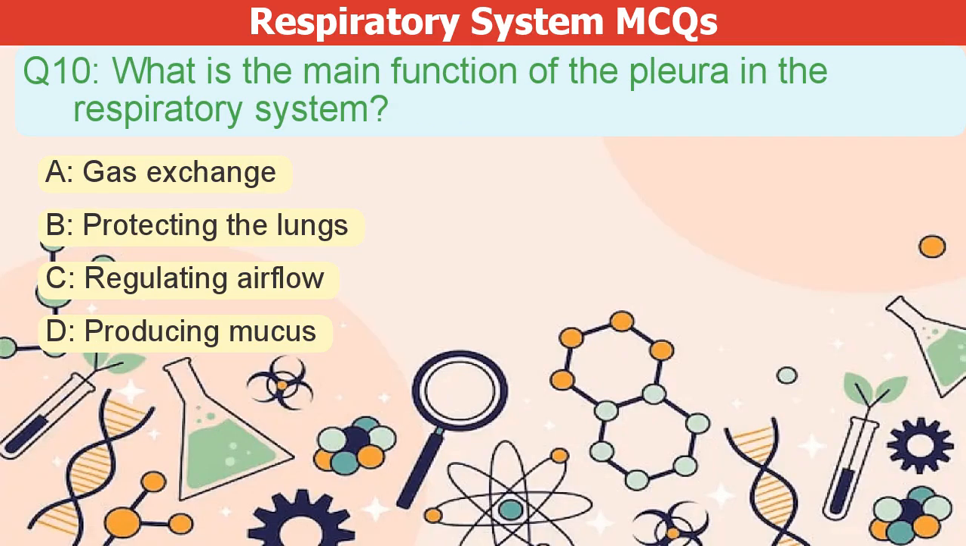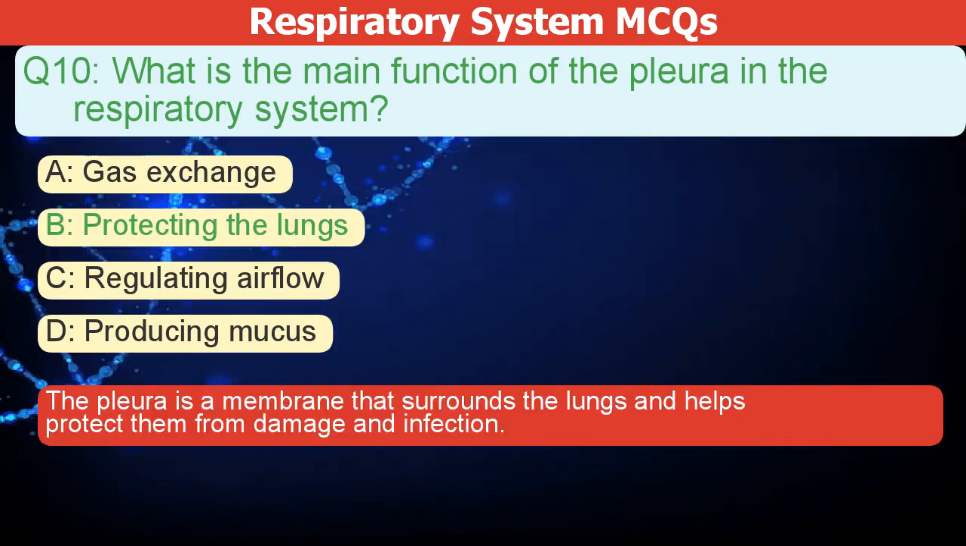What is the main function of the pleura in the respiratory system? A. Gas exchange. B. Protecting the lungs. C. Regulating airflow. D. Producing mucus. The correct answer is B. The pleura is a membrane that surrounds the lungs and helps protect them from damage and infection.